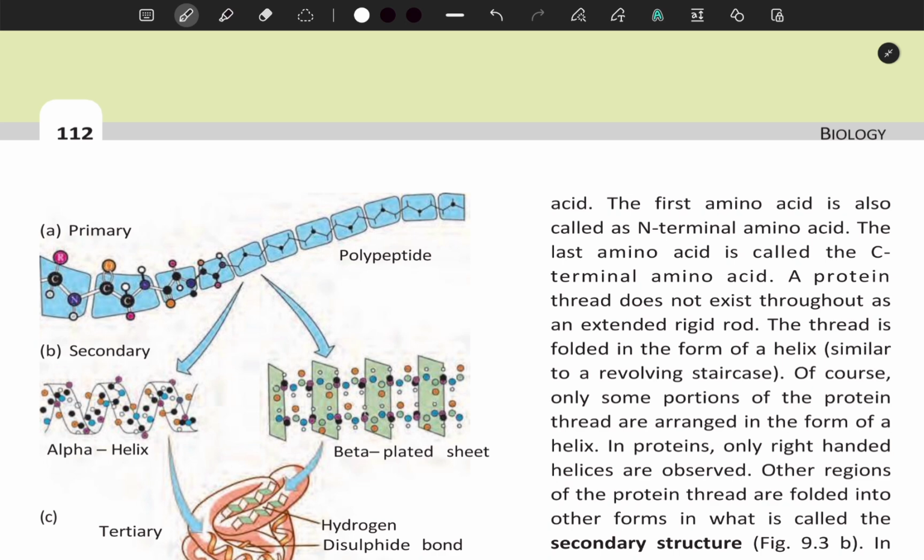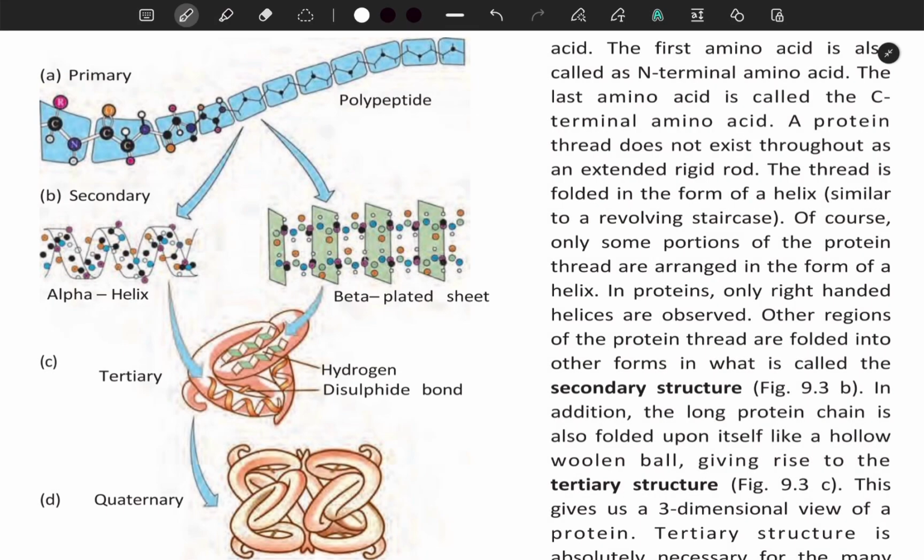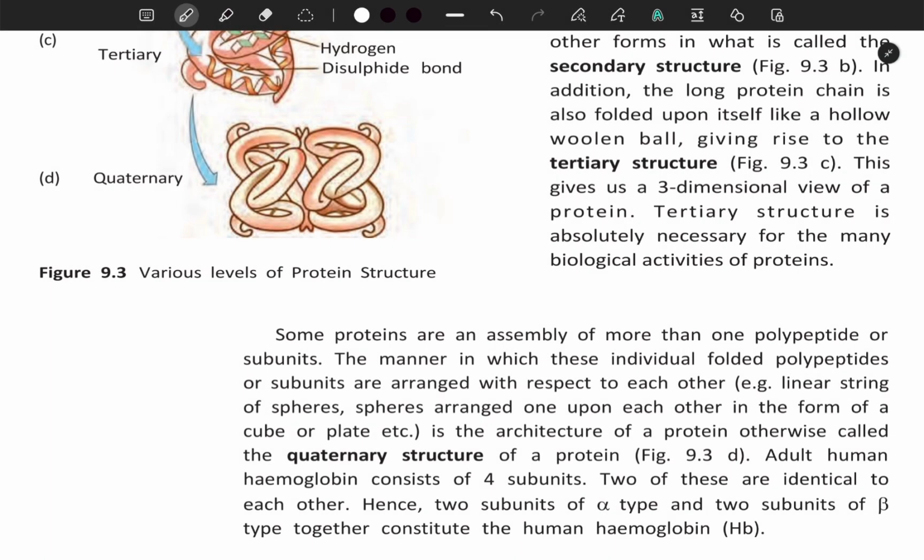A protein thread does not exist throughout as an extended rigid rod. The thread is folded in the form of a helix, similar to a revolving staircase. Of course, only some portions of the protein thread are arranged in the form of a helix. In proteins, only right-handed helices are observed. Other regions of the protein thread are folded into other forms in what is called secondary structure. In addition, the long protein chain is also folded upon itself like a hollow woolen ball, giving rise to the tertiary structure. This gives us a three-dimensional view of the protein. Tertiary structure is absolutely necessary for many biological activities of proteins.